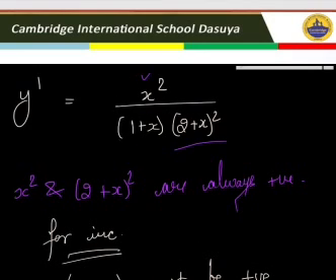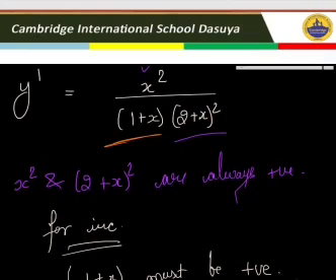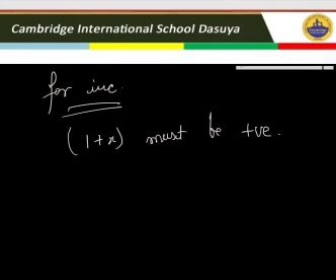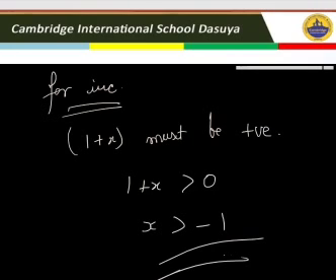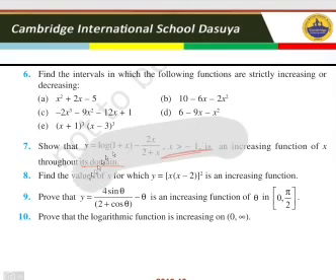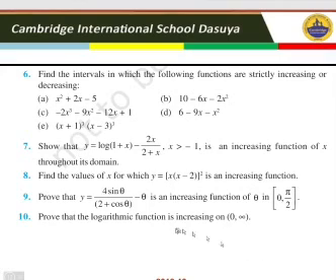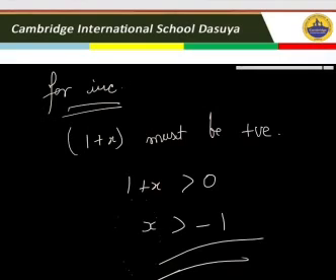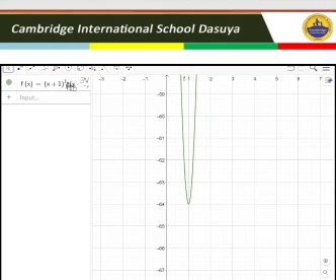Fine. So hence this depends upon 1 plus x again. So 1 plus x is greater than 0, so x is greater than minus 1. This is the solution that was asked in the question, that for its domain it is increasing. Okay, hence it is proved. So it is increasing on its domain x greater than minus 1. Fine. Now question number 8 to question number 10, try yourself. Now let's see the graph first.